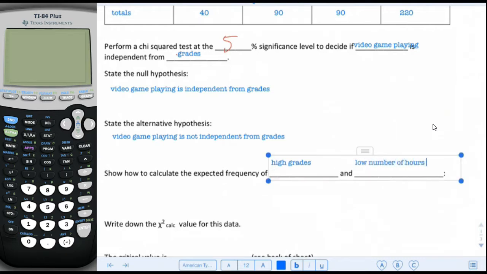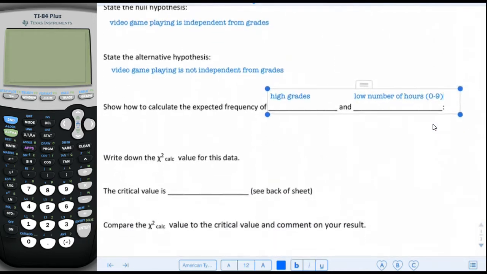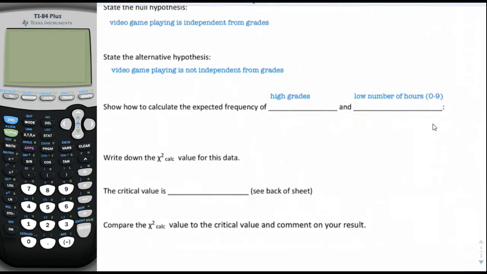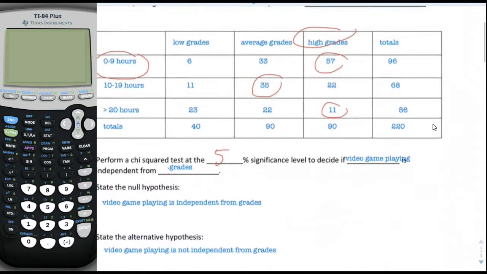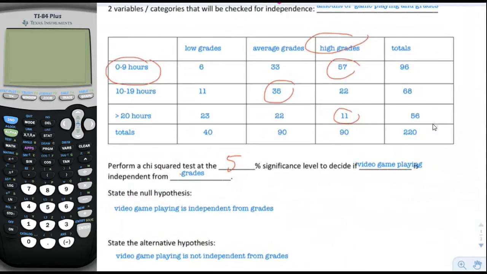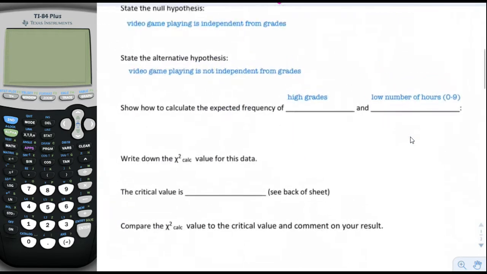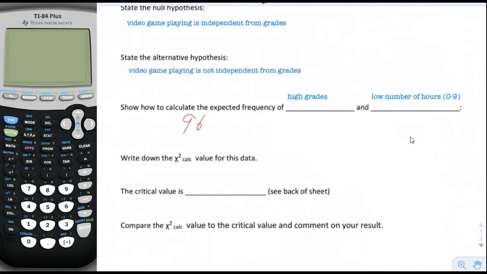Okay? And the way you calculate the expected frequency of that is you're going to look at the totals. So for example, I said high grades and low number of hours. So that would be 96, 90, and 220. So we would multiply together 96 divided by 220 times 90 divided by 220 times 220. So we're going to write that out here. 96 divided by 220, 90 divided by 220 times 220.